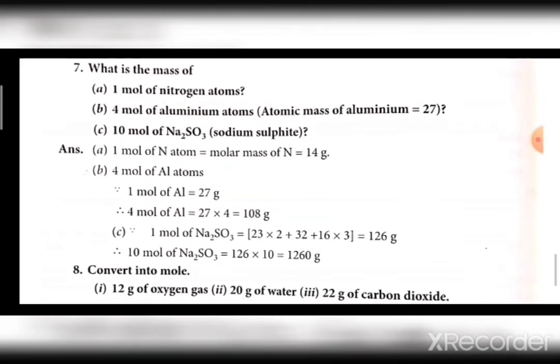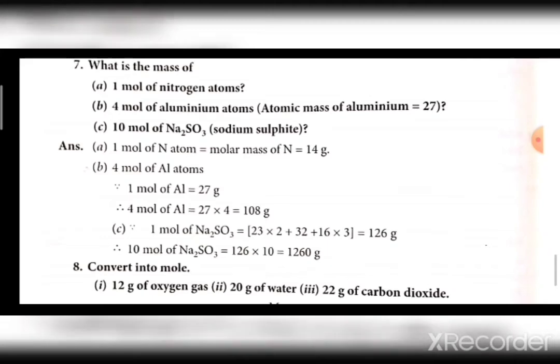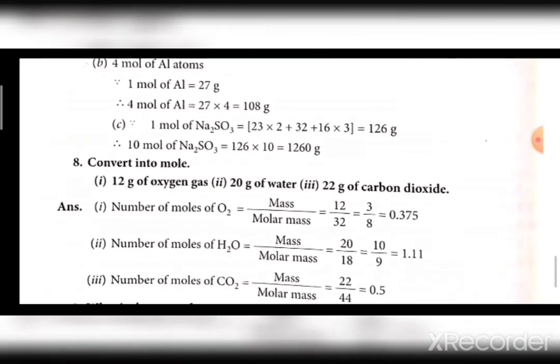Seventh question, what is the mass of 1 mole of nitrogen atoms, 4 mole of aluminium atoms, 10 mole of Na2SO3, that is sodium sulfite. So you have to calculate using that formula of mole concept, and you can calculate this. The answers are also given.